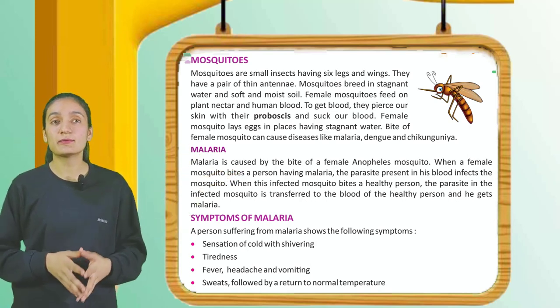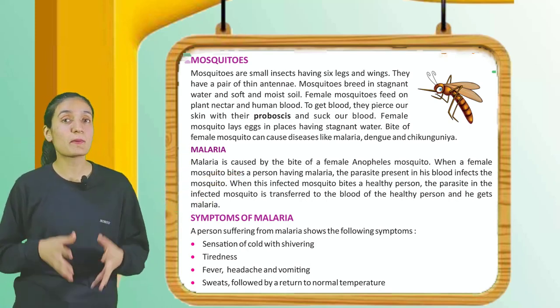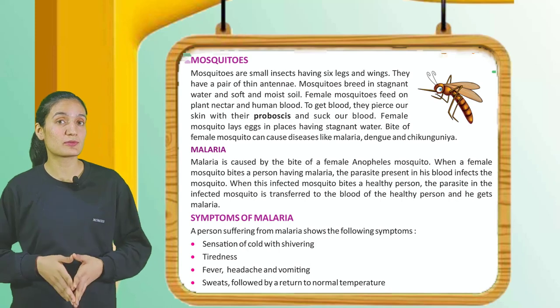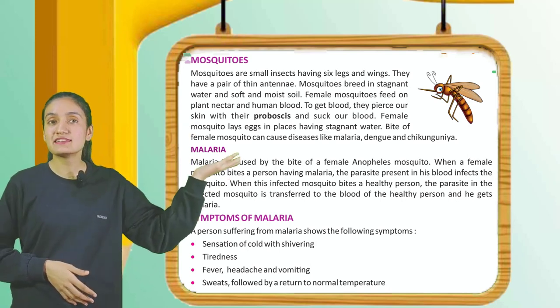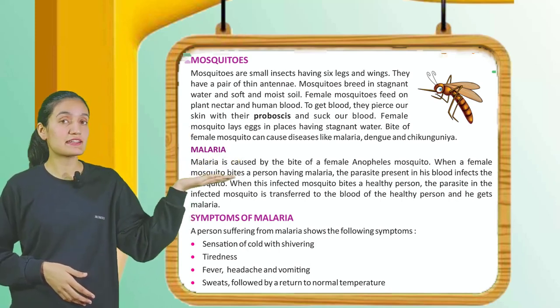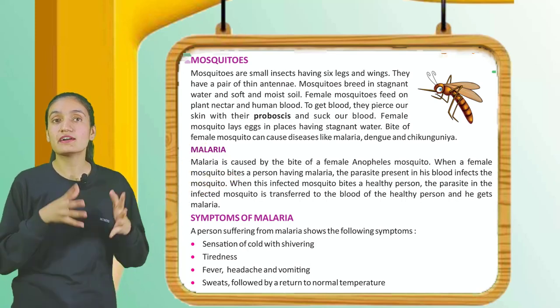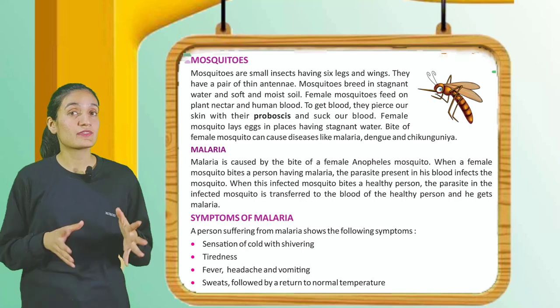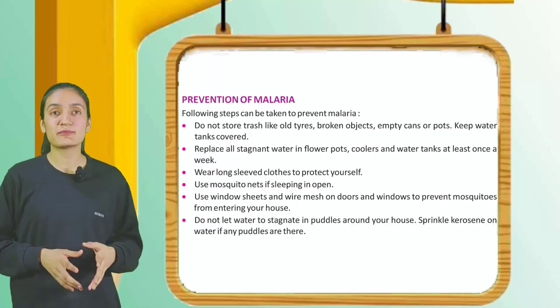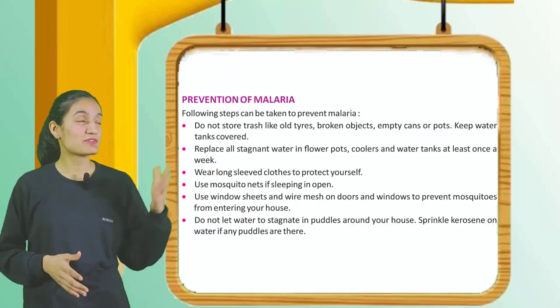Symptoms of malaria: a person suffering from malaria shows the following symptoms: sensation of cold with shivering, tiredness, fever, headache and vomiting, sweats followed by a return to normal temperature. Now, prevention of malaria. The following steps can be taken to prevent malaria.